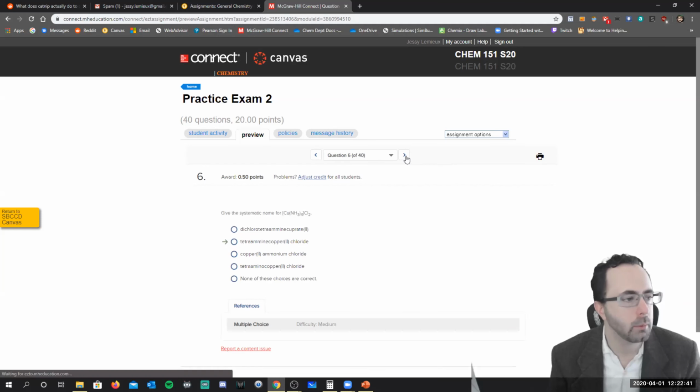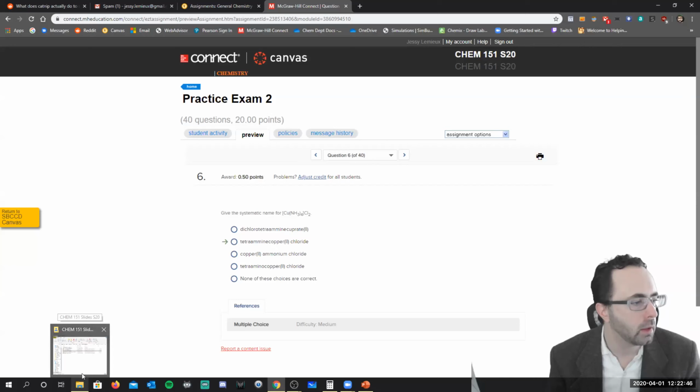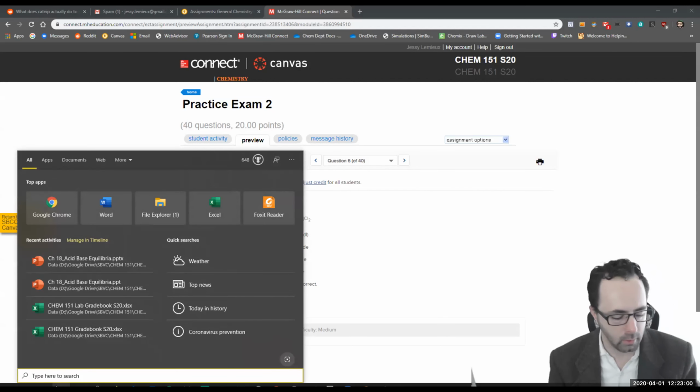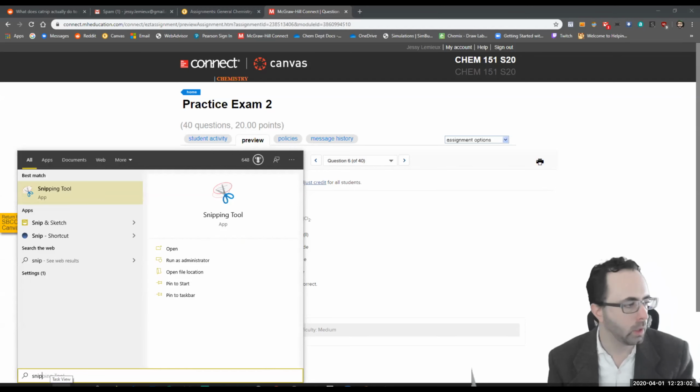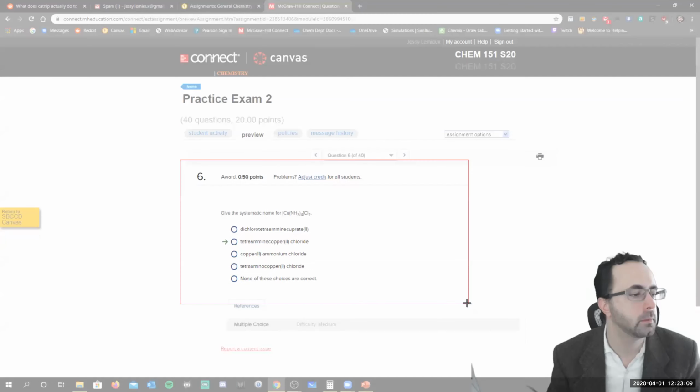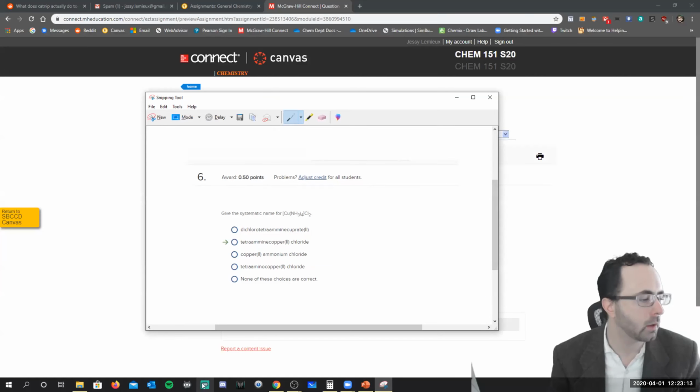I can use some of this time to try to copy paste the problems. What I've done before does take me some time, so I really only want to do it if I feel like it's necessary. But what I can do is use snip. On Windows, I search for the snipping tool, and then I can snip the problem like that, and I can put it in a Word document.